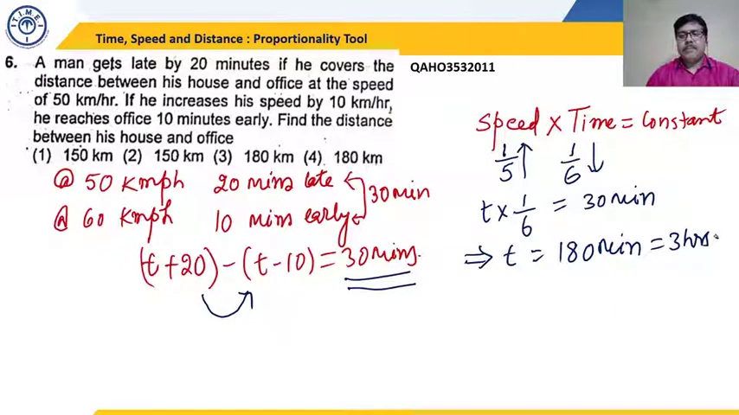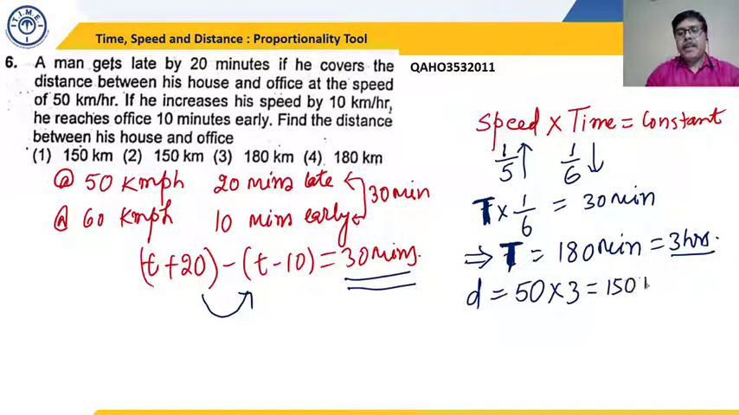Right now, you can take this as capital T just for the sake of simplicity, because this T and this T are different. Can I say the actual time taken is capital T. Capital T into 1 by 6 is 30 minutes. So capital T is how much? 180 minutes, and 180 minutes is 3 hours. So it's taking 3 hours at the rate of 50 km per hour. So can I say the distance traveled is 50 into 3, which is equal to 150 kilometers.